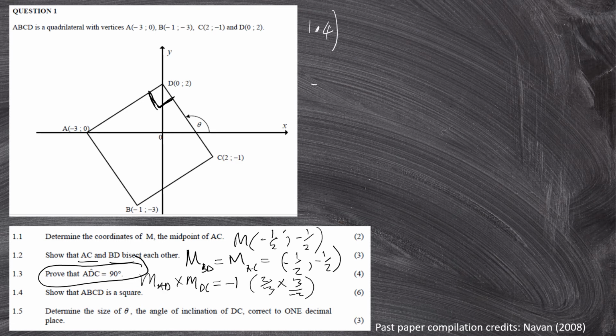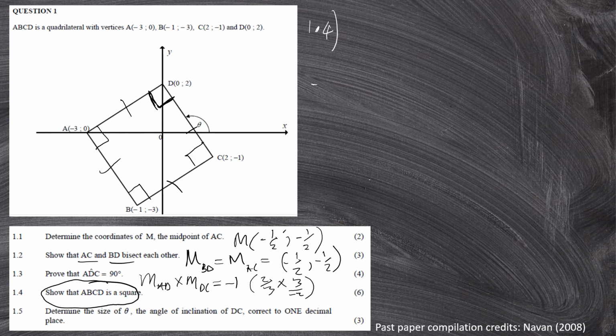Okay, let's now go to 1.4. They're saying show that ABCD is a square. So you must know the properties of a square in order to be able to show this. If ABCD is a square, it means all these angles are right angles and all these lines are equal. In other words, you just need to go and calculate your AD.